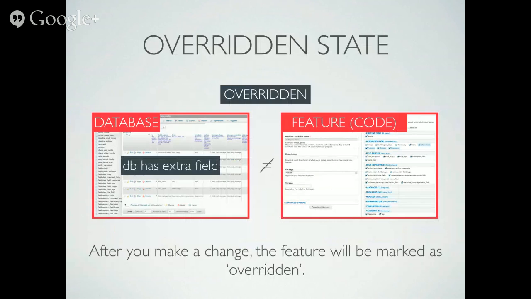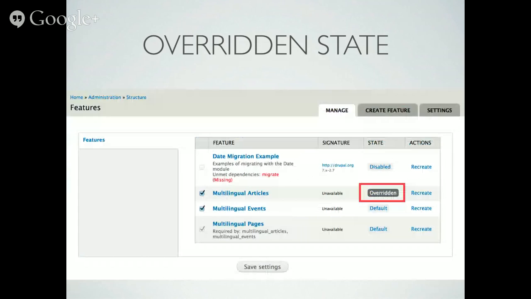So you make your changes through the administrative UI. These changes are going to happen in the database, and then all of a sudden the database and your feature are going to be out of sync. And now the state is called overridden. And you'll see that when you go to your list of features, there'll be a little flag that says overridden.